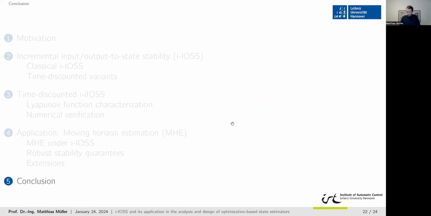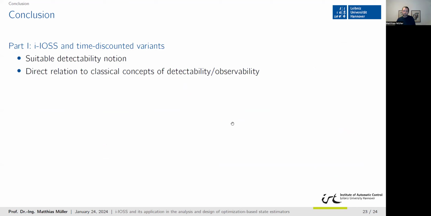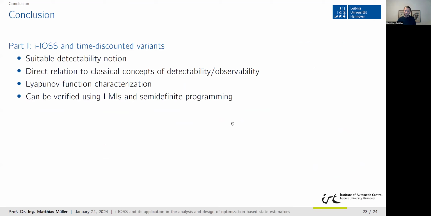So let me conclude my talk and sum up what I showed you. In the first part of today, I discussed this notion of incremental input-output state stability and some time-discounted variant thereof, and showed that it's actually a suitable detectability notion for nonlinear systems with direct relations to classical concepts of detectability and observability for linear and nonlinear systems. It has an equivalent Lyapunov function characterization, which in the exponential case, we can verify using tools from contraction theory and then transform it into a set of LMIs, which we can solve numerically.